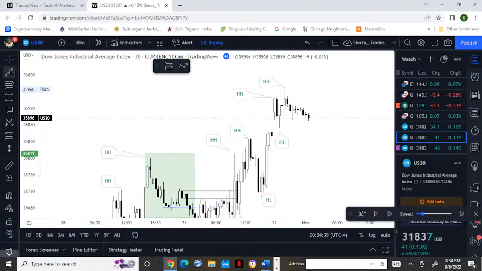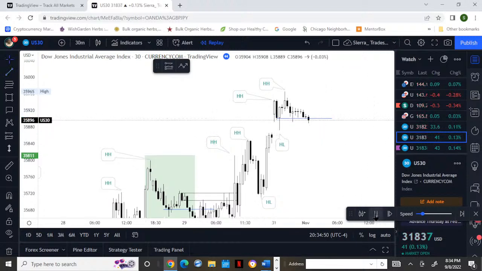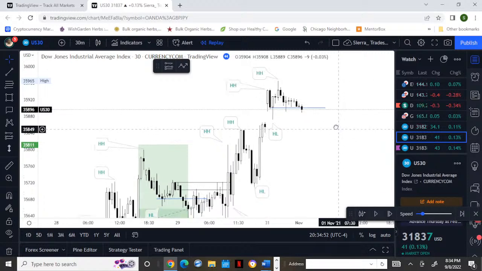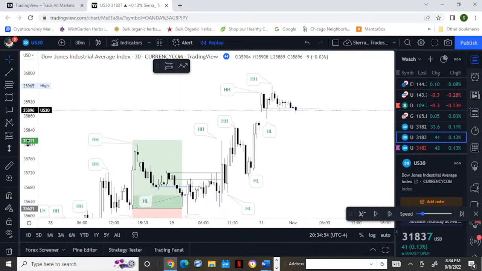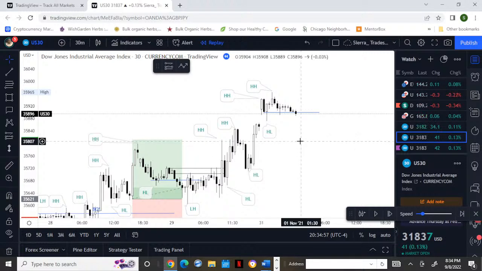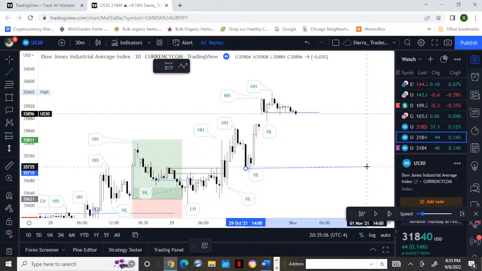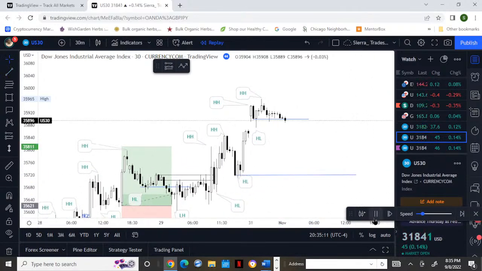Let's technically mark this, right? This is our last higher low. This is where we'd be looking for break of structure, if it was a break of structure. But technically price could pull back here to this higher low and continue higher. So let's see what happens.